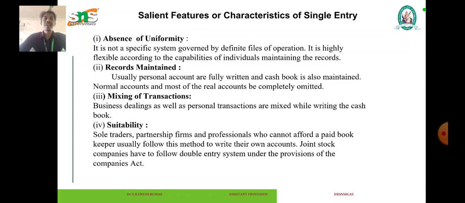Mixing of transactions. Business dealings as well as personal transactions are mixed while writing the cash book. Suitability. Sole traders, partnership firms and professionals who cannot afford a paid bookkeeper usually follow this method to write their own accounts. Joint stock companies have to follow double entry system under the provisions of the Companies Act.